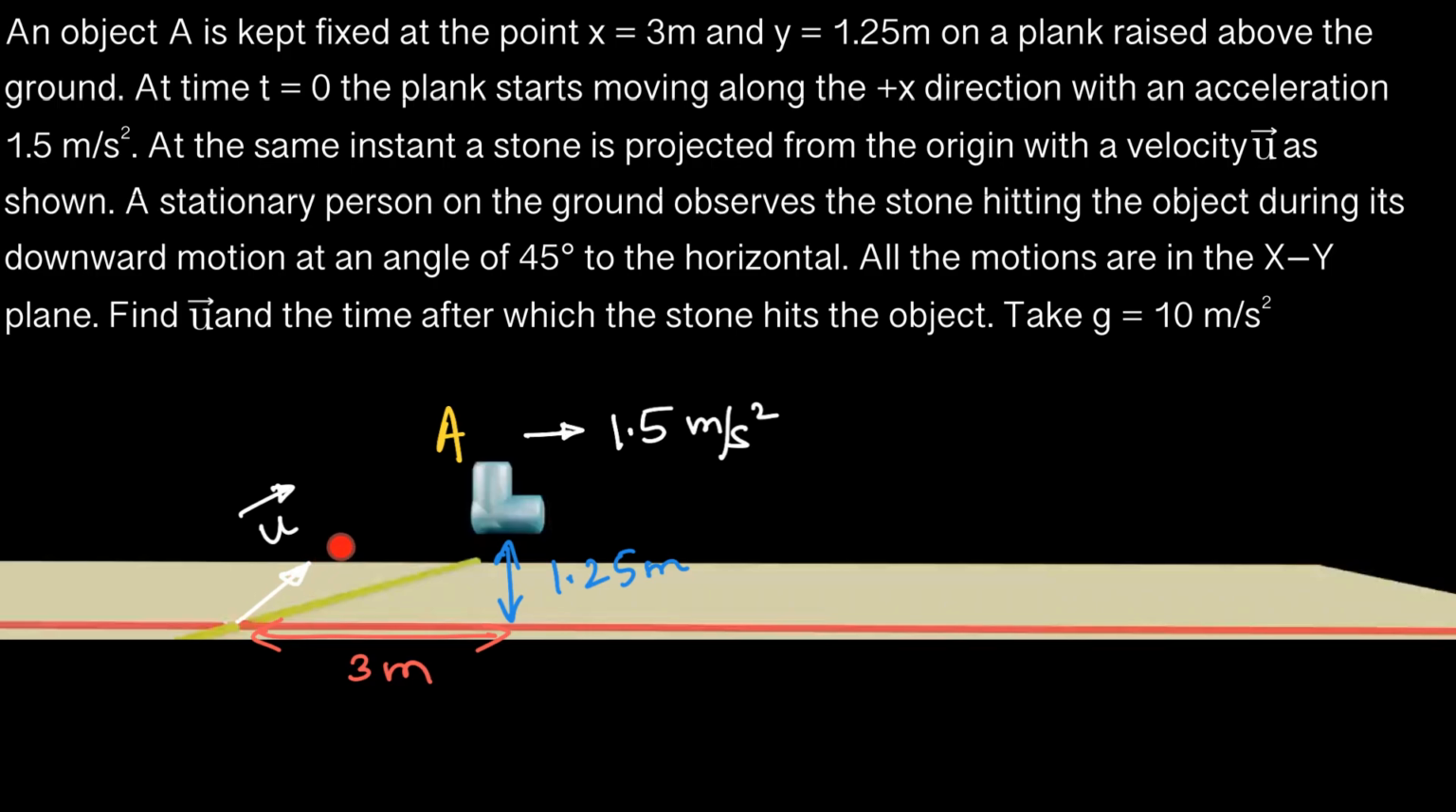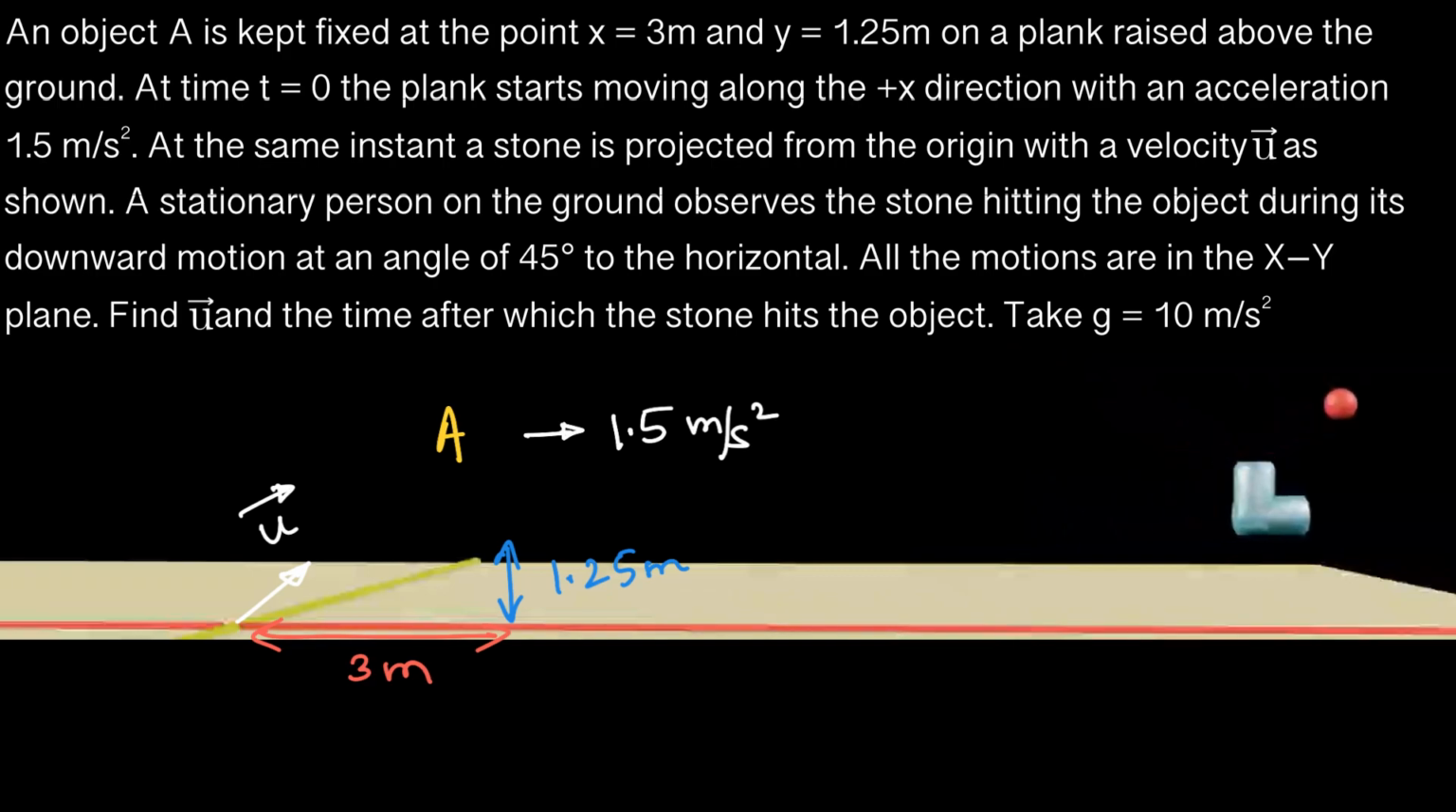A body is projected from the origin with the velocity u bar. It is given that this body hits this body A. Let us have a look at it. So this body is going like this and it is hitting this body at this point. Let us have a look at it once more. There is a body projected here and hitting this body here.